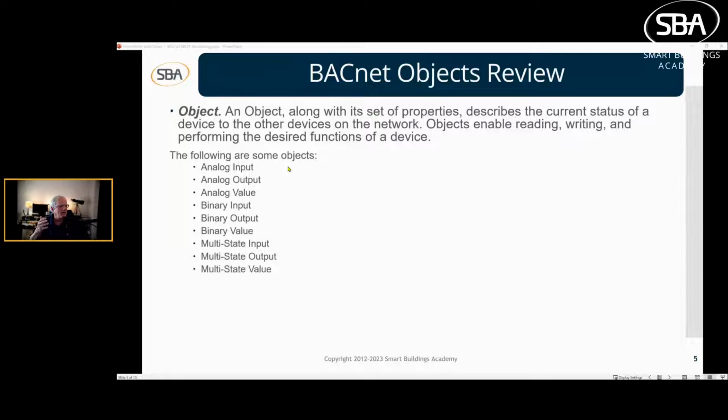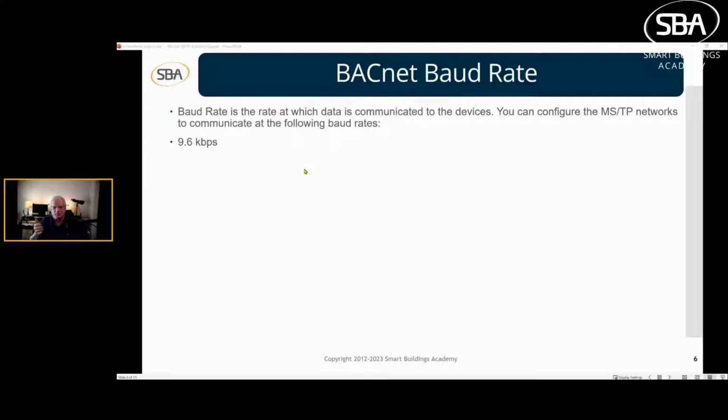So we looked at, earlier, the different objects and we looked at services. Now I'm going to talk about baud rate on MSTP. MSTP is considered a slower network because its communication runs at slower speeds than BACnet over IP. Baud rate is the rate at which data is communicated to the devices. You can configure the MSTP networks to communicate at the following rates: 9600 bits per second, 19,200 bits per second, 38,400 bits per second, 76,800 bits per second.